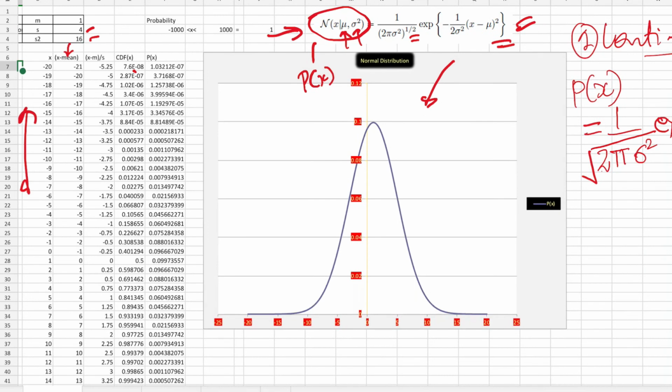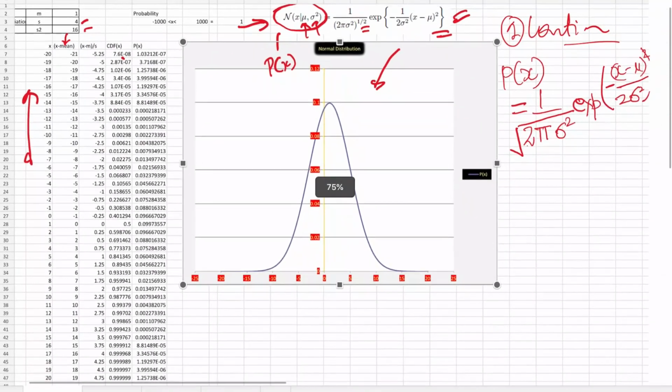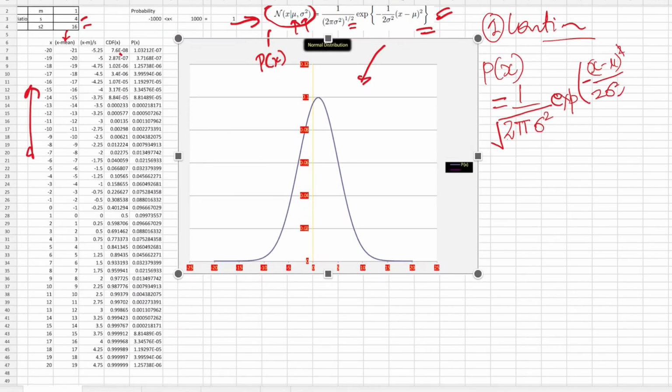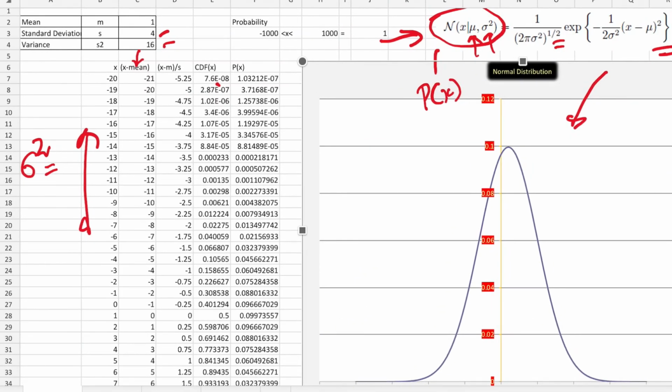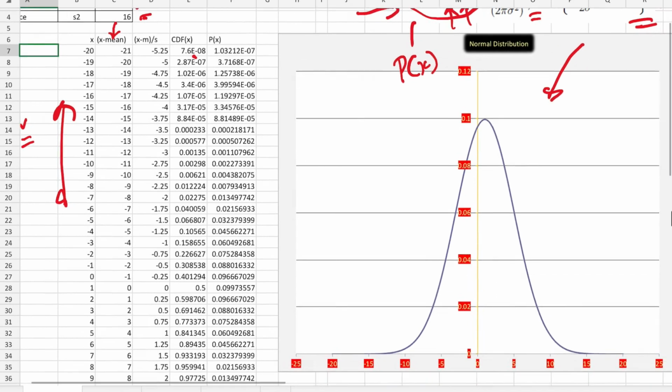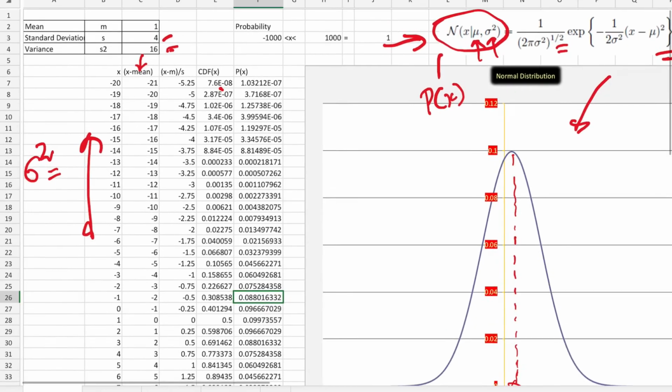Now as you can see on the screen, this is the normal distribution of the data set which we have used. This is synthetic data we have used for understanding this lecture. I have a mean which is 1, a standard deviation which is 4, and a variance which is 16. The maximum tip of this diagram would be at 1, the mean of the data set which we have defined.